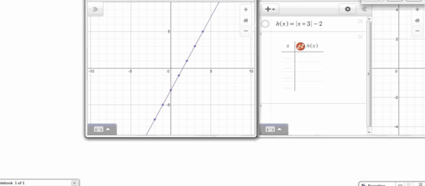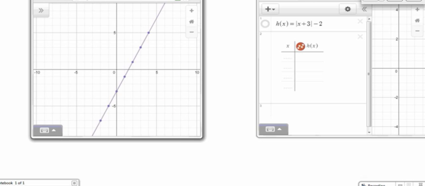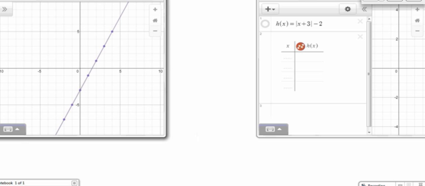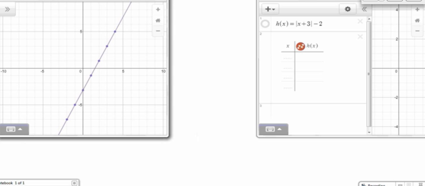All right. So let's go ahead and move that over, and we'll start to graph h of x equals the absolute value of x plus 3 minus 2. And we'll do it the same way by actually inputting some values in for x. So let's start with -7 as our first input.